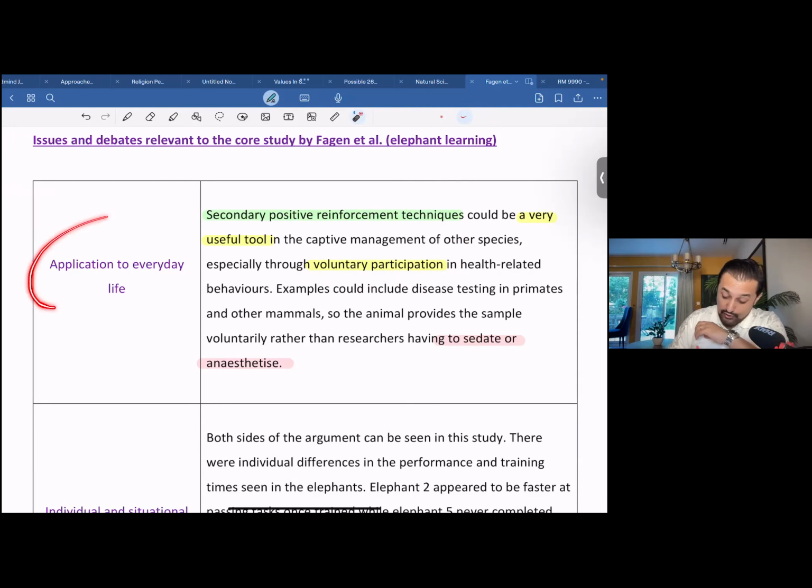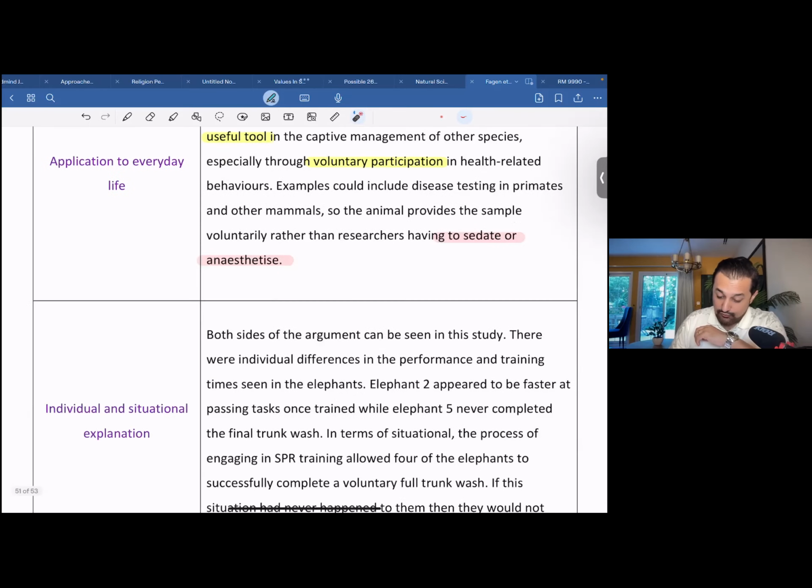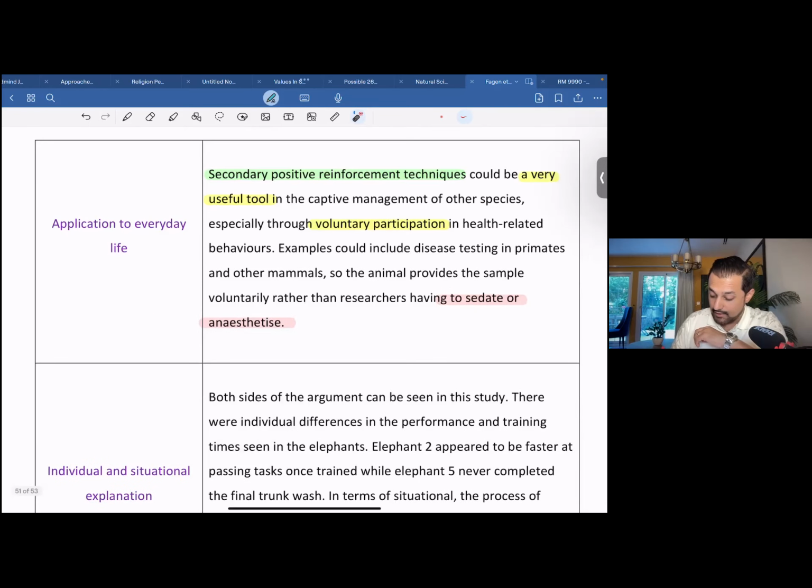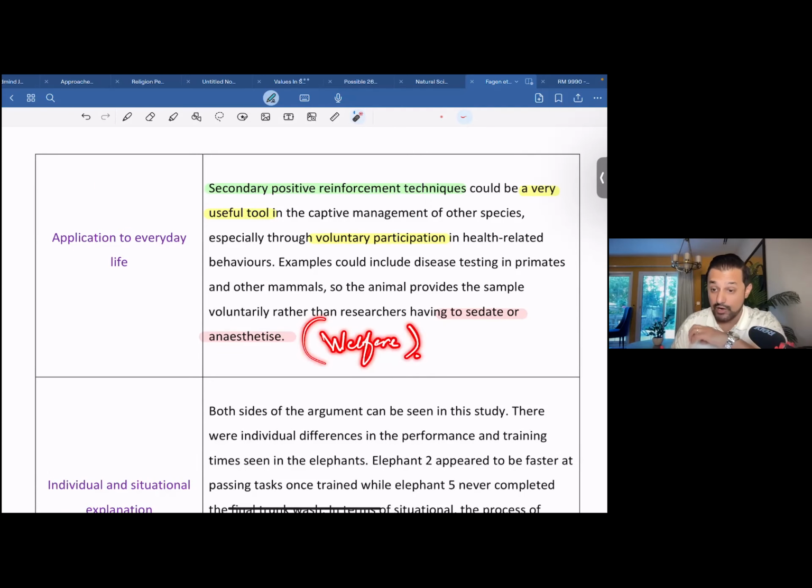So, the usefulness of the study, through secondary positive reinforcement techniques, or the training that these animals went through, could be a very useful tool in the captive management of other species as well, especially through voluntary participation in health related behaviors. Examples could include disease testing in primates and other mammals. The animal provides a sample voluntarily rather than the researchers having to sedate them, or use anesthesia, or any sort of aversive stimuli or punishment. One, this of course caters to the welfare of the elephants, in this case being specific, or animals in general.